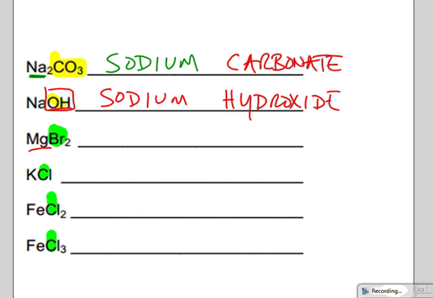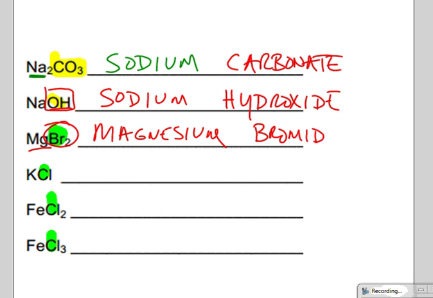Next one, I know it's ionic. Again, it's magnesium, so I'm just going to write out magnesium. The next thing I have to do is realize it's only two elements, so the second element automatically goes to IDE. Bromine goes to bromide. So this is going to automatically get an IDE on the second element.